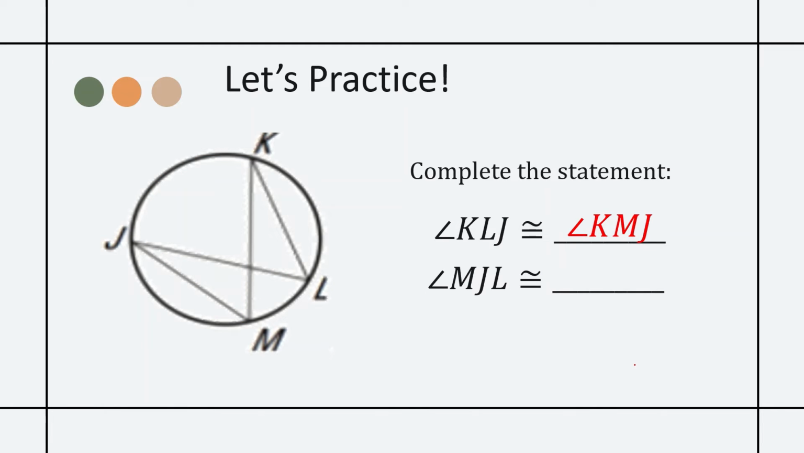What if we have angle MJL? So, this angle, its intercepted arc is arc ML. So, anong angle pa dito? Anong inscribed angle pa ang may intercepted arc na arc ML? Correct. We have angle MKL. Its intercepted arc is also arc ML. Therefore, angle MJL is congruent to angle MKL.